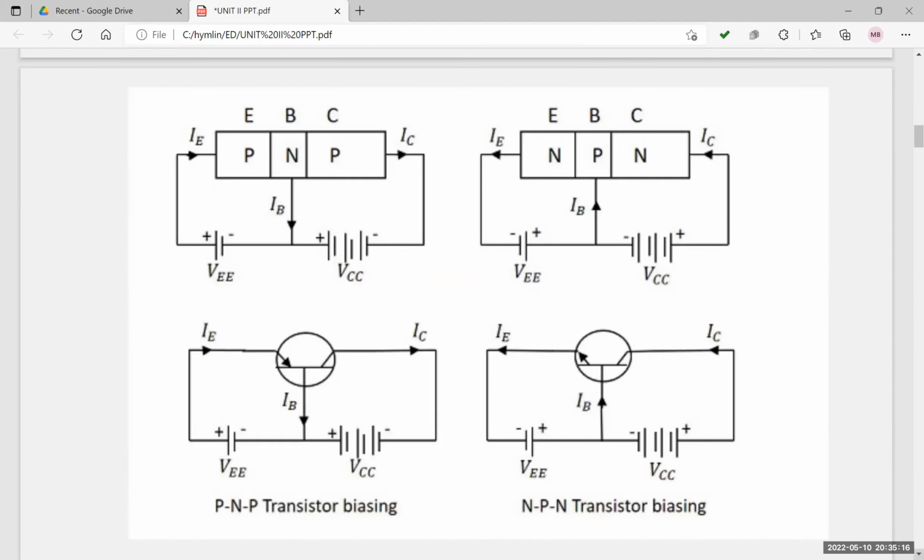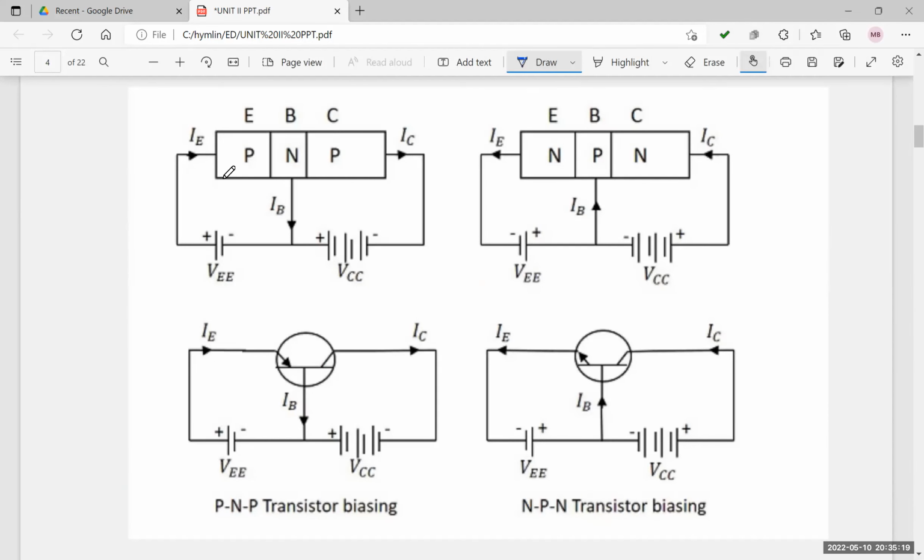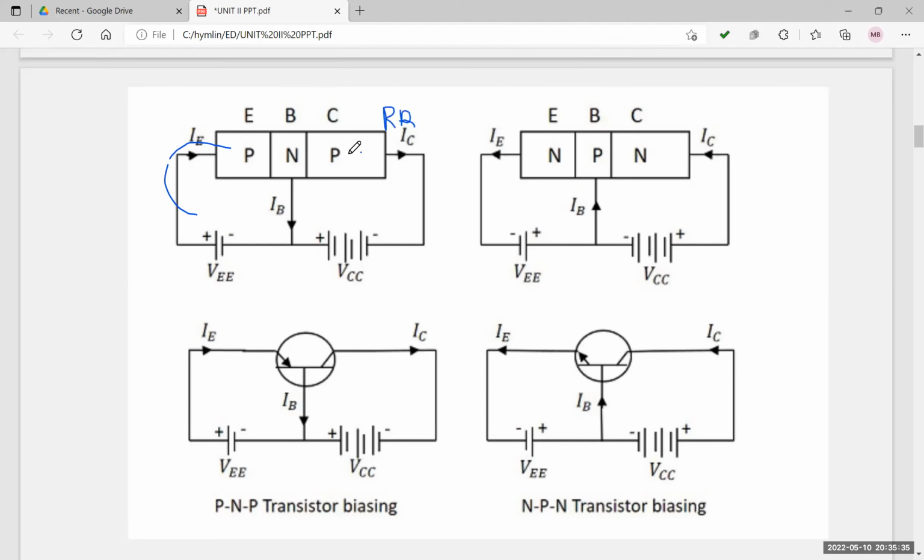Now PNP and NPN transistors are connected. For the PNP transistor, the emitter base junction should be forward biased, so the P type should be connected to the positive, and the other side connected to the negative, the opposite. Similarly, the collector side should be connected to the negative condition. Then we will see transistor biasing for the NPN transistor, with N to negative and N to positive. So this is reverse bias and this should be forward bias, which gives the condition for biasing.